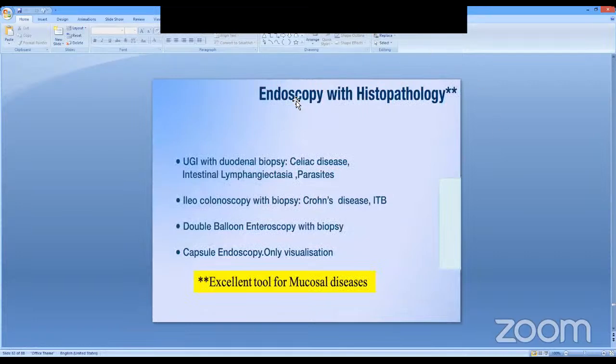The endoscopy with histopathology is also very good, though the scope of this examination with us is less. Upper GI endoscopy with duodenal biopsy for celiac disease, intestinal lymphangiectasia, and parasites. It will be very easy to diagnose with upper GI endoscopy with duodenal biopsy. Ileocolonoscopy with biopsy to diagnose Crohn's disease and ITB. Double balloon enteroscopy with biopsy and capsule endoscopy only for visualization. So this is an excellent tool for mucosal disease.